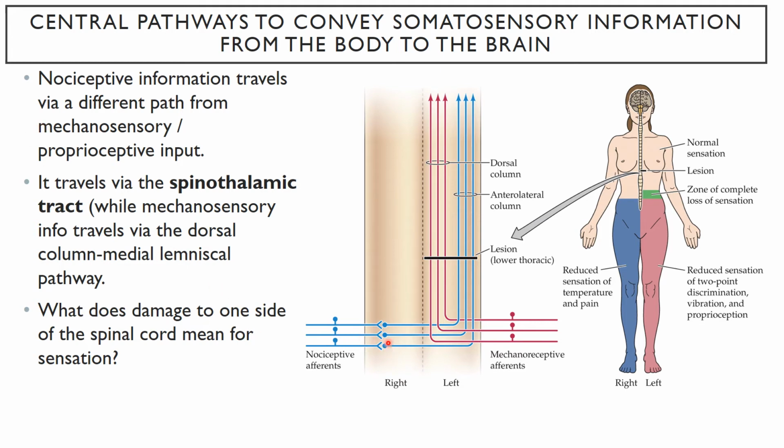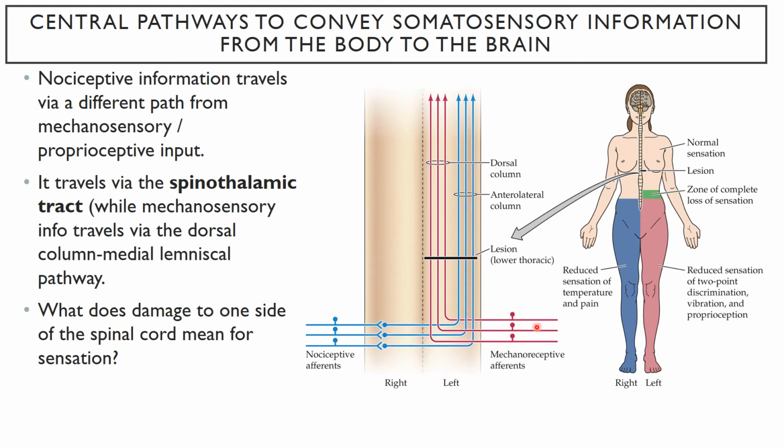That should be very clear in that the nociceptive afferents, these peripheral pain neurons, synapse on neurons in the dorsal horn. Those neurons then decussate at that level of the spinal cord and go up the spinothalamic tract, also known as the anterolateral column. Mechanoreceptive afferents, on the other hand, stay on the same side of the spinal cord and go up all the way to the dorsal column nuclei in the medulla.